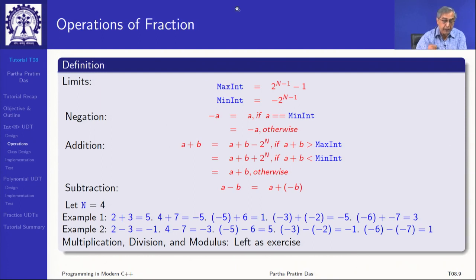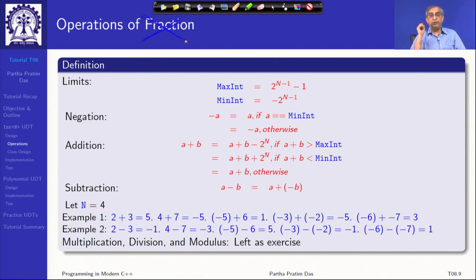I am sorry, this needs to be corrected, I will correct that. This is operations of int n. So, these are the limits. Naturally, if you do negation, given that a is a proper int n, that is an n bit integer, then if it is within the range, its negation would be the negative of that number, except if it is min int. In that case, it will be the min int itself.